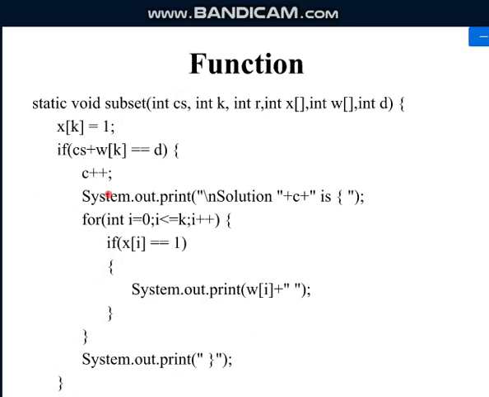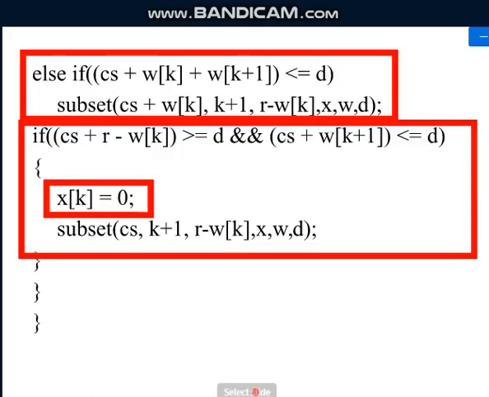Is that clear? So when you get the solution, when it is equal, this if condition will work. Okay. If you don't get the solution and if you feel that the next one, if I include it, is still less than the given sum value, then I can include that weight. If not, I will exclude the current element and I will try to include the next element.